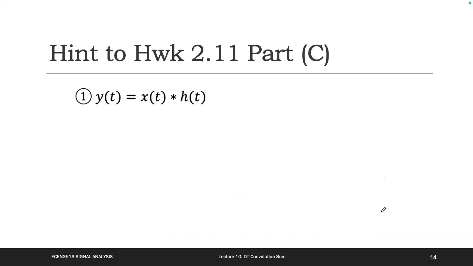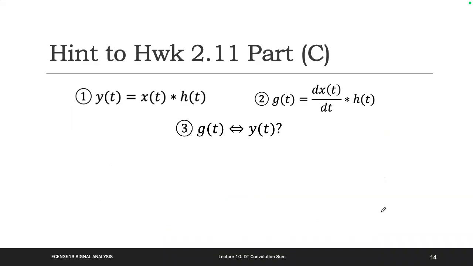Part C is like we have y(t), am I right? We have g(t), and what's the relationship between g(t) and y(t)? Have you ever thought about this question before? What's the relationship between g(t) and y(t)? Actually, you can see g(t) is just like y(t) after differentiation. You can see here. If you notice this one and this one, g(t) is just y(t) after differentiation. That makes sense to you?